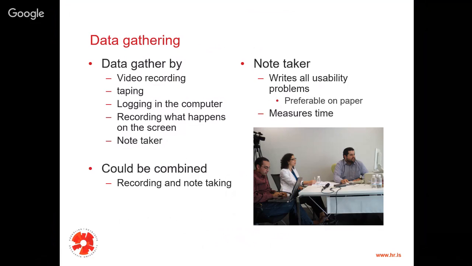You could also have recorders to see the user and their reactions. Like on the picture here, they have a video recorder there in the corner. And typically you would also have another one in front of the user to see how the user reacts, the expressions. But you could also have a note taker, and here they are doing both. They are both recording, and there's this guy sitting and taking notes.